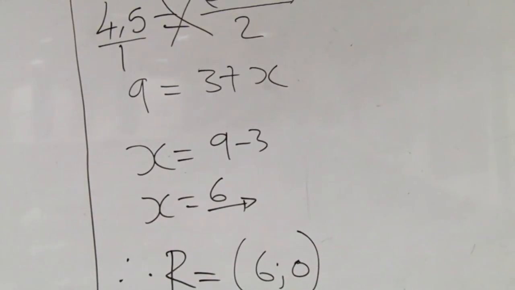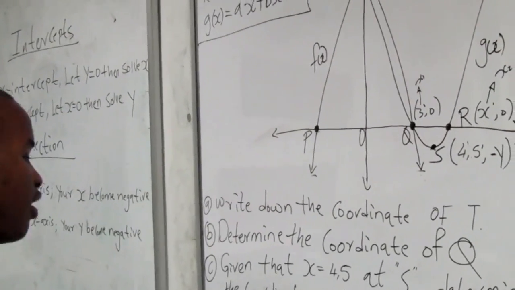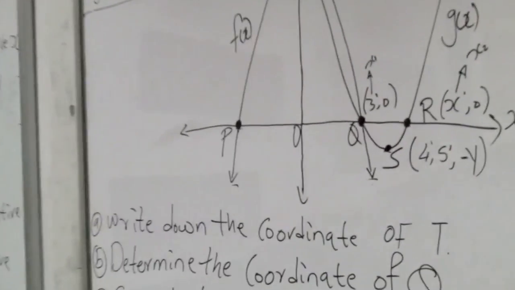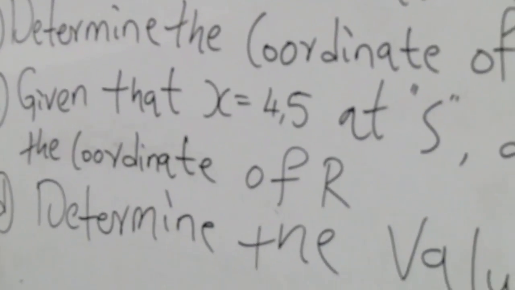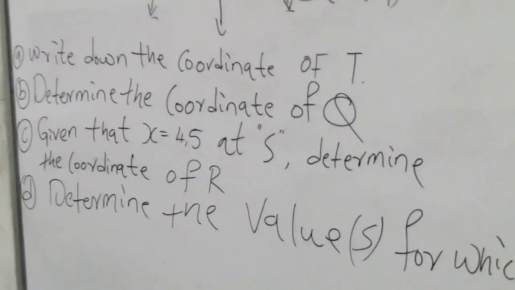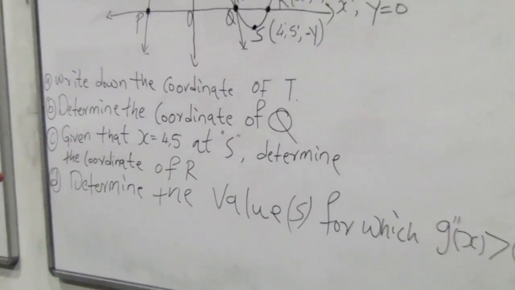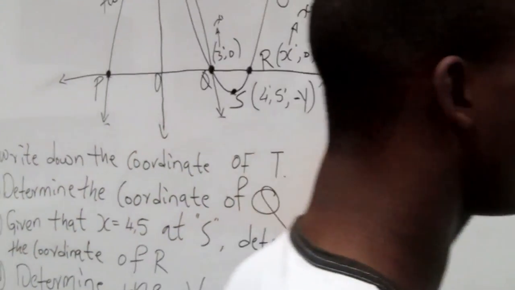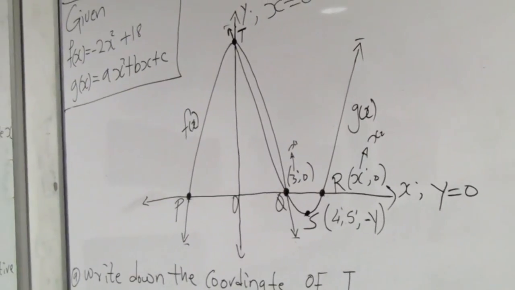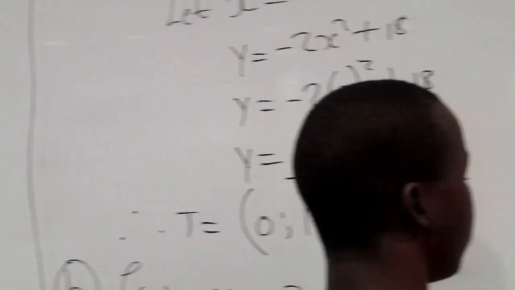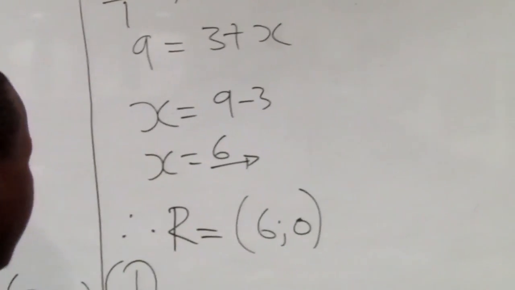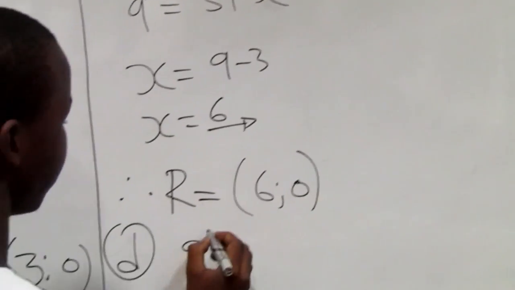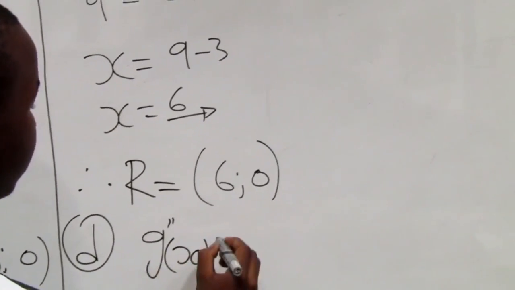Then again, we come to number D. Number D says that we must determine the value of x for which g double prime of x is greater than 0. How are we going to determine the value of x? We must determine x where g double prime of x is greater than 0.